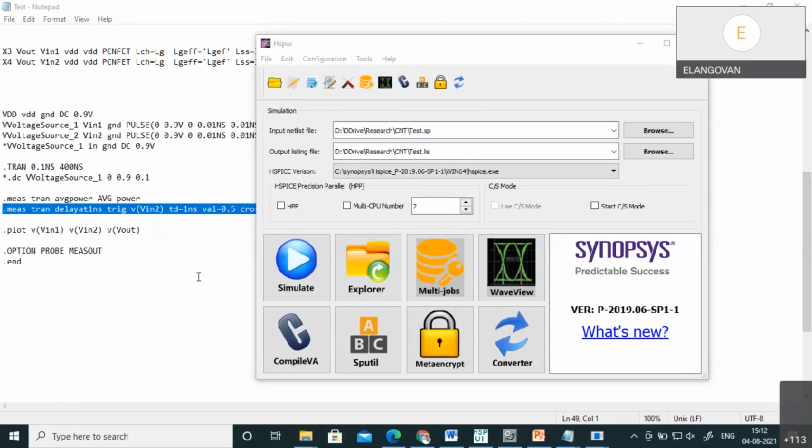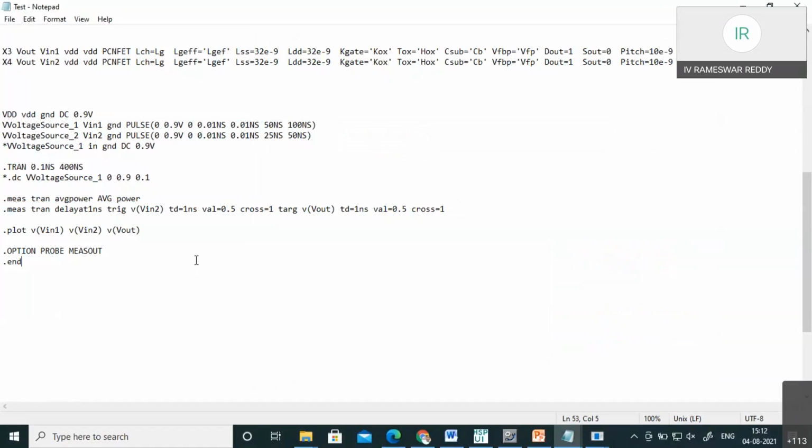Sir, good afternoon, sir. Sir, what about area, sir? Actually, for making this CNTFET, we have to make the layout, right? If you are interested, you can make this CNTFET in Cadence. You can invoke the CNTFET in Cadence. There we can find the area. Okay, this HSPICE does not support area.